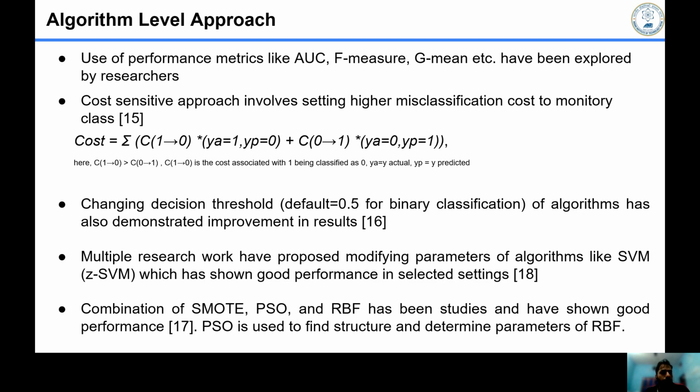Multiple researchers have also tried modifying parameters of the algorithm, like, let's say, SVM. In one of the research works, ZSVM has been proposed that has shown good performance in selected settings. In various research, researchers have also explored optimization techniques to handle the class imbalance problem. In one of the works, SMOTE has been tried along with particle swarm optimization and RBF, where particle swarm optimization is being used to find the structure and determine the parameters of RBF.